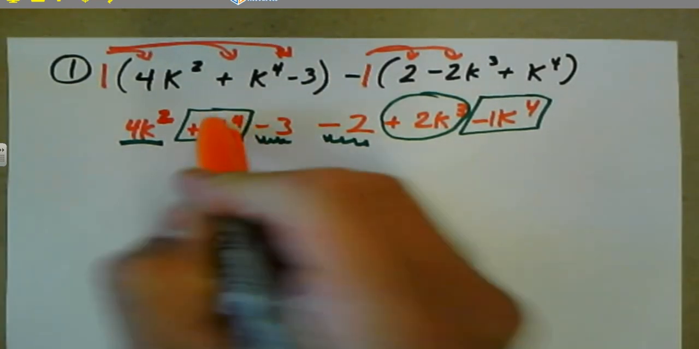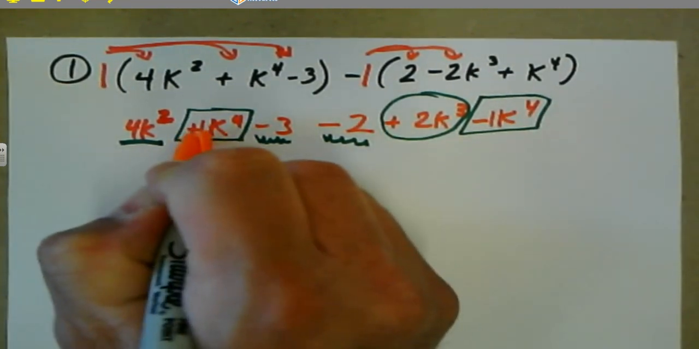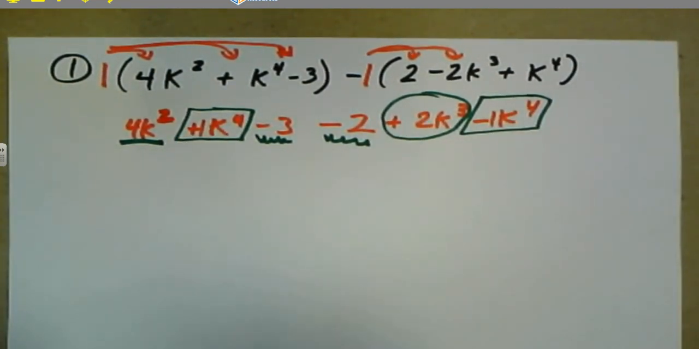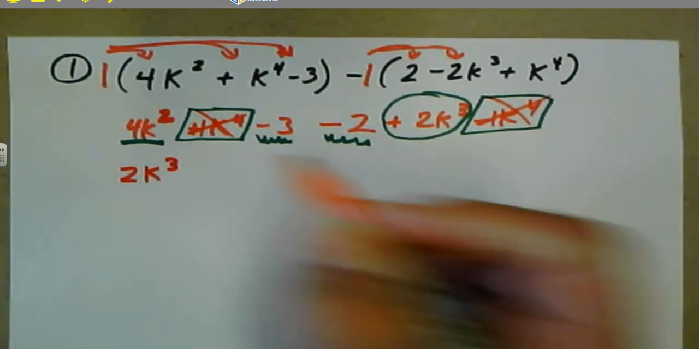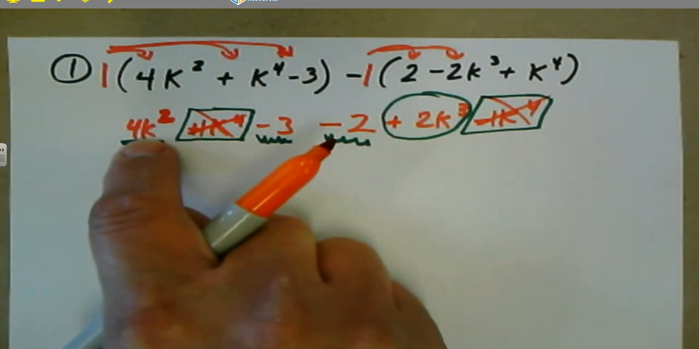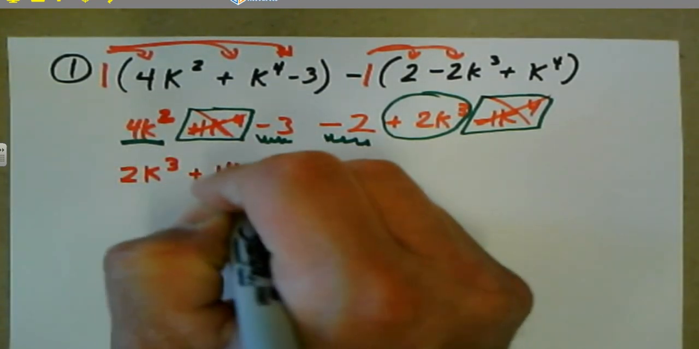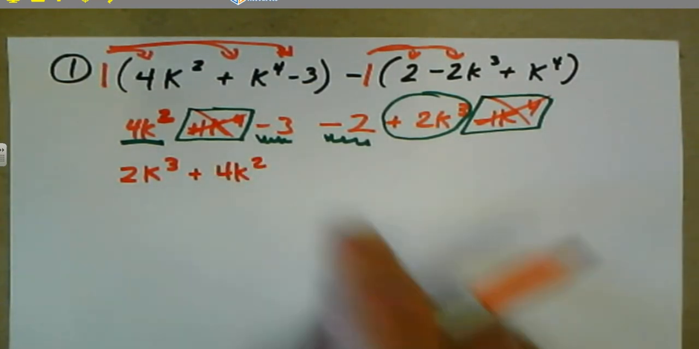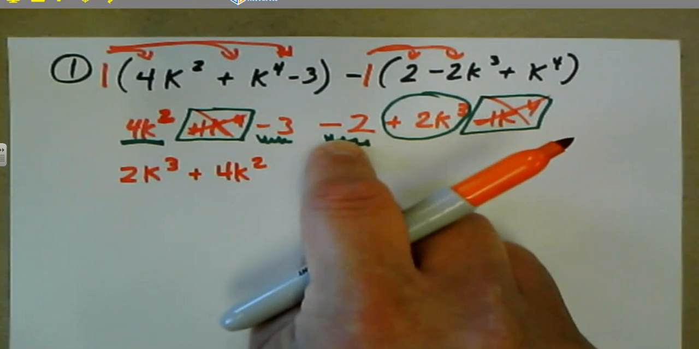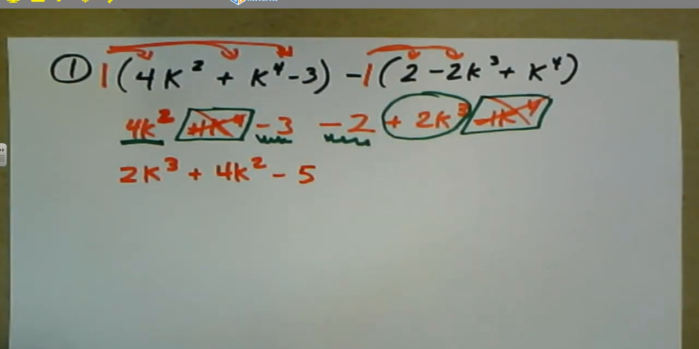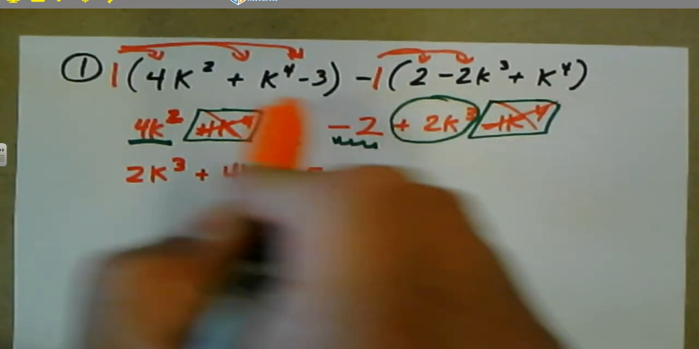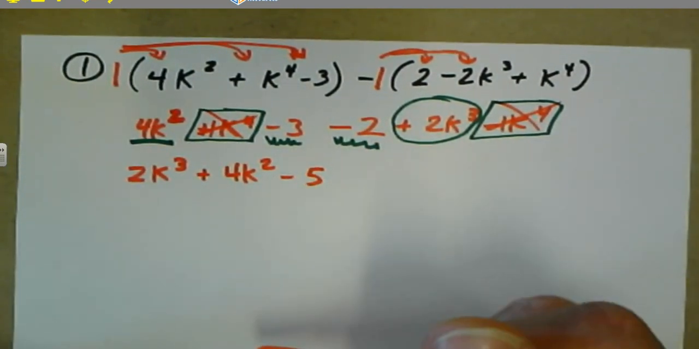Now, what am I going to do? Add squares to squares or k to the fourths to k to the fourths. 1 plus negative 1 or just 1 minus 1, those are gone, guys. They're 0. 0 times k to the fourth is 0. We don't need to write it down. There's nothing we're going to add to that 2k to the third, so we just bring it down. There's nothing we're going to add to this 4k to the second. Well, we need to put a plus there because it's positive. We do need to add these 2 together. Negative 3 plus negative 2, negative 5. This up here better match what you're doing down here. If it doesn't, not accepting it.